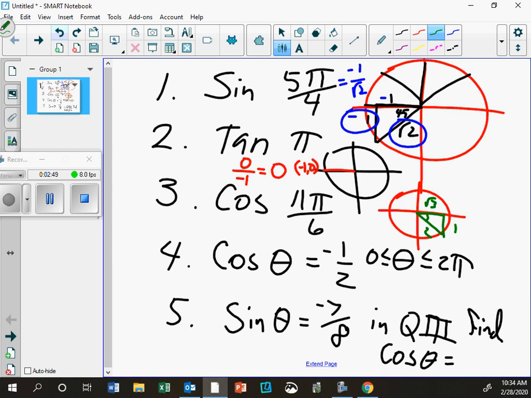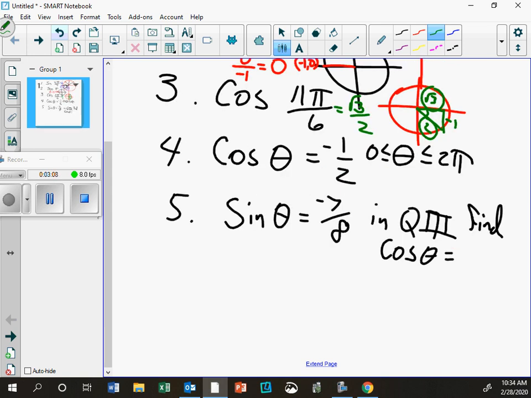But what about the negative? There we go. And now cosine is adjacent over hypotenuse. In this case, that negative wouldn't have burned you because it's adjacent and hypotenuse, and it's root 3 over 2. Okay, on to the next one, number 4.